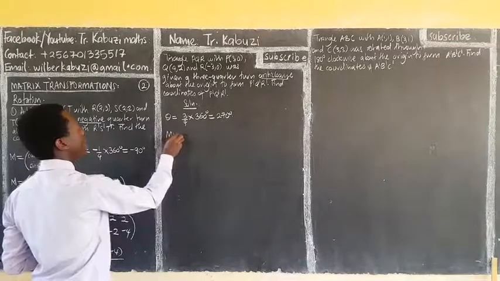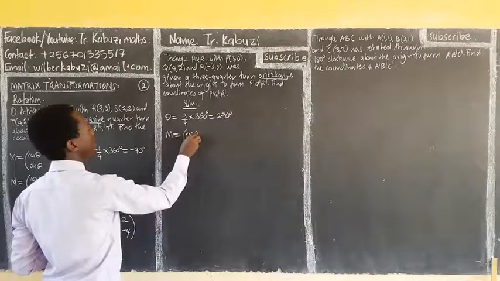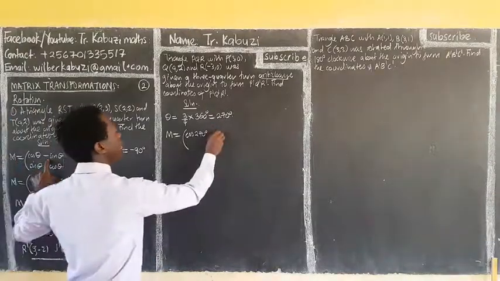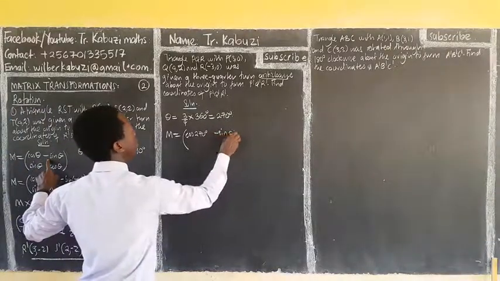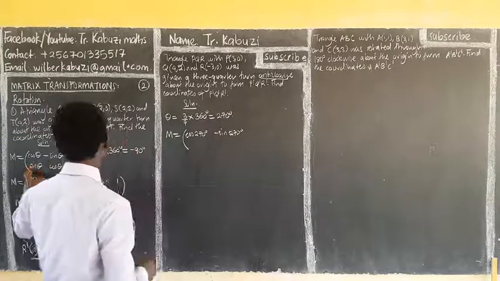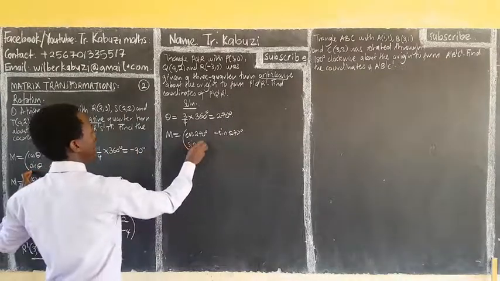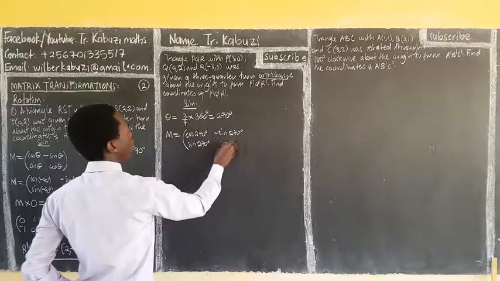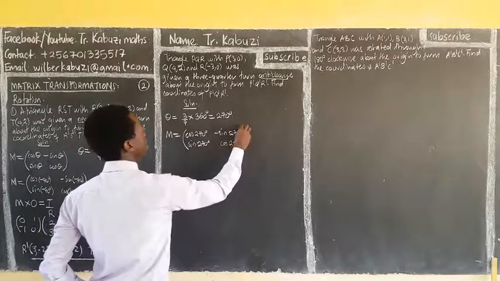So our M now is going to be cos 270 degrees. Then this one is going to be negative sine 270 degrees. Then this one is going to be sine 270 degrees. And then this one is going to be cos 270 degrees.